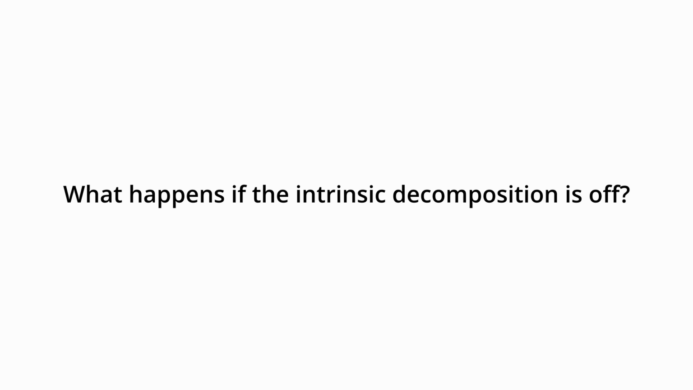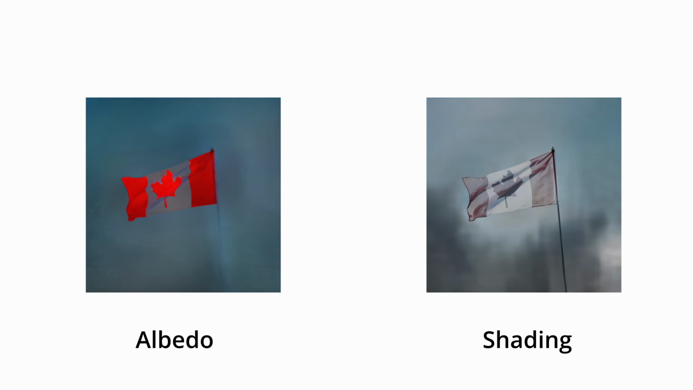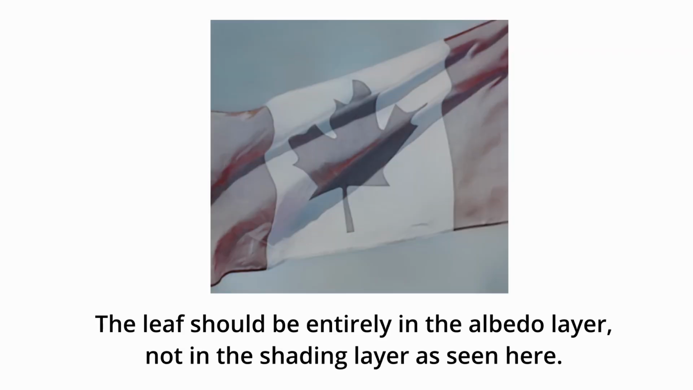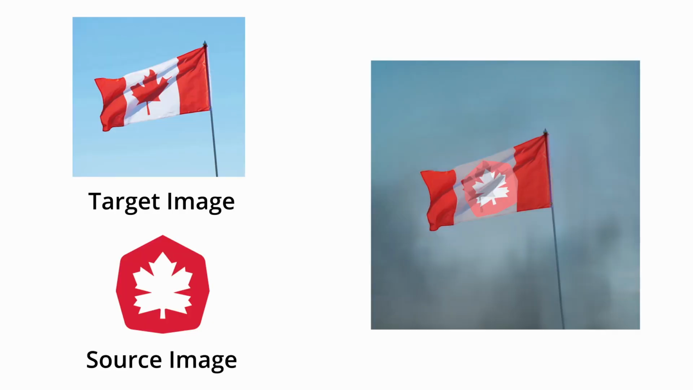The second is that the tools for intrinsic decomposition can sometimes struggle with figuring out whether detail belongs to object material or lighting. If we look at the individual layers of the flag here, we can see much of the flag's pattern has ended up on the shading layer, which is not correct. This ends up with pattern detail being written on top of our inserted logo, giving us this oddly composited result.